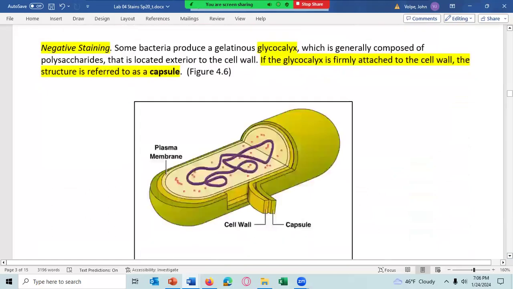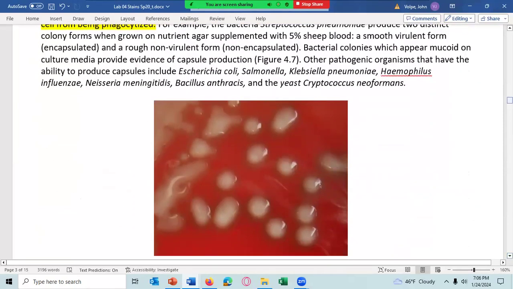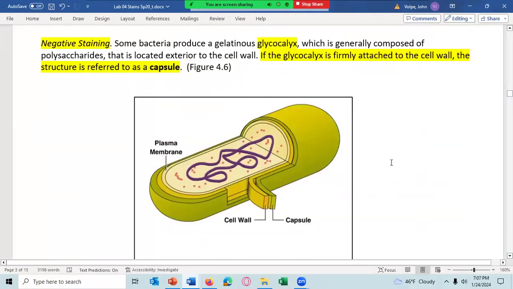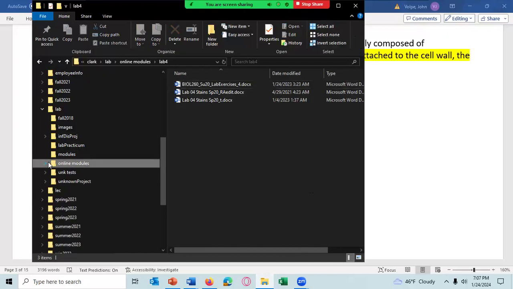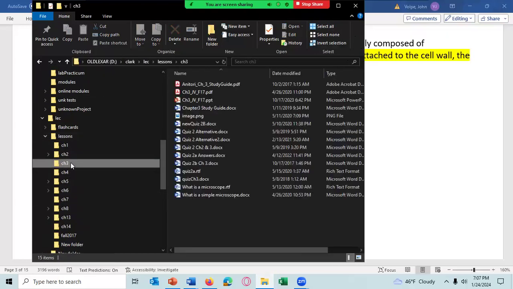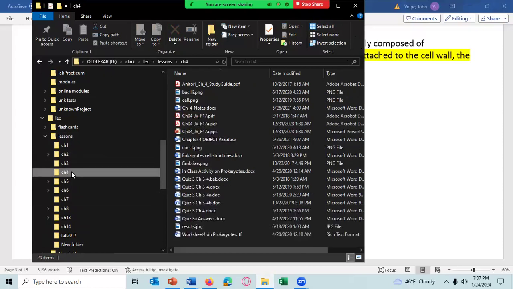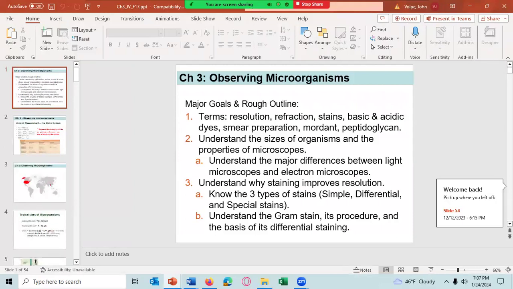All right, where's the negative stain? I don't see a picture of that. Well, let me take a look. No, I don't have it there, that's for sure. Let me check in the lecture. Maybe it'd be chapter 4. I don't have it here. Let's go in there and come back down to the very back of this.